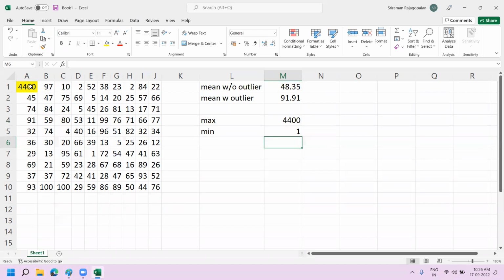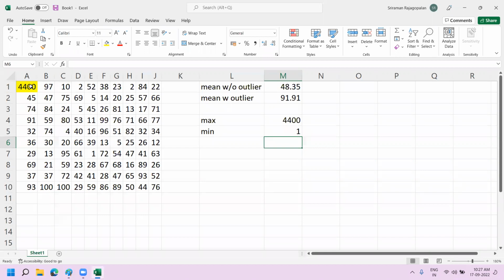Are all extreme values necessarily outliers? I mean, are all extreme values an outlier? So how do you determine that this extreme value is an outlier? So here 4400, why do you think this is an outlier? It is not in the range.